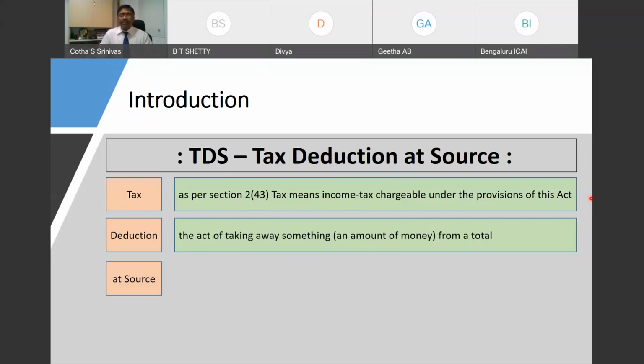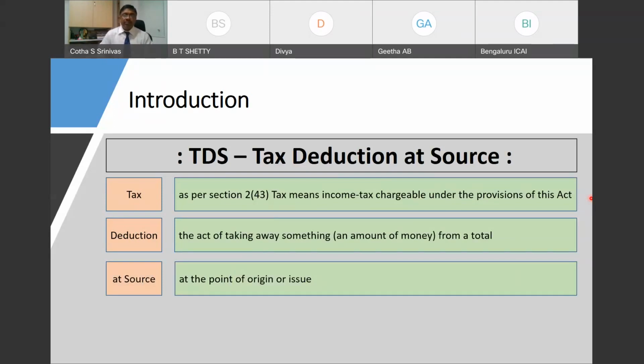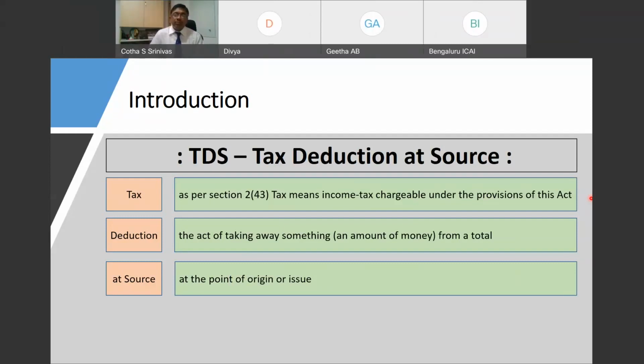Then the next 2 words are at source. What do we understand by at source? Even this has not been defined under the Income Tax Act. The general meaning of at source is at the point of origin or issue. So we have to see the point of origin. In Kannada, origin means moola. Like we say in Kannada, one should not go searching for the origin of a river or the source of agriculture. So the moola, that is the point of origin, is what at source refers to.